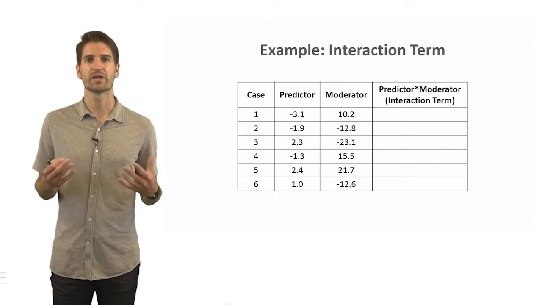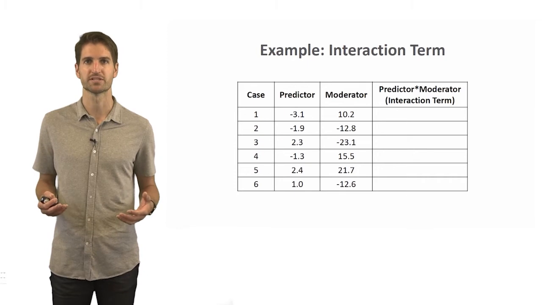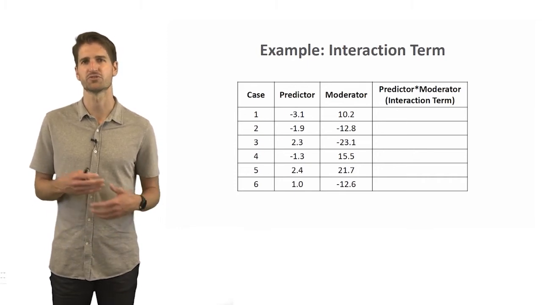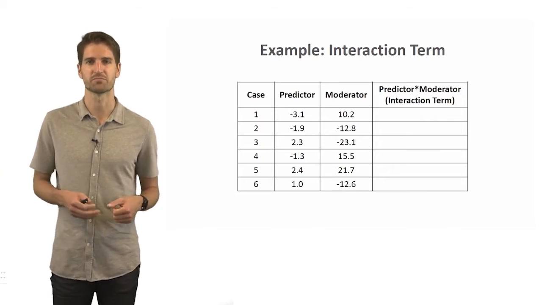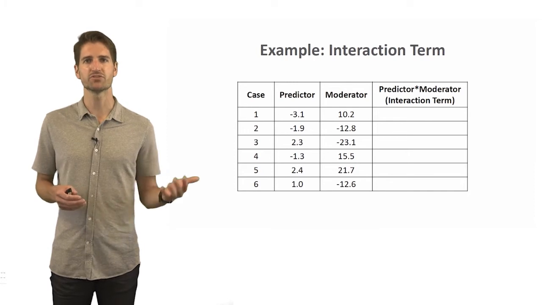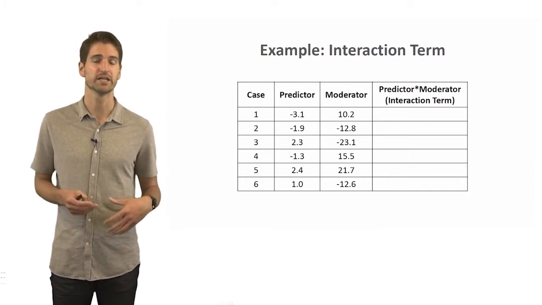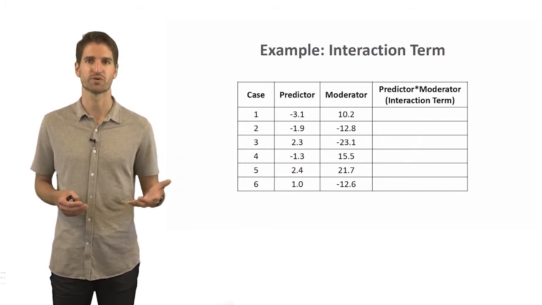So let's look at how we actually calculate an interaction term. It's actually a fairly simple process. So let's imagine that we have two predictor variables here, and let's assume that these have already been grand mean centered. More on what grand mean centering means in just a second. But as you can see here in this data table, or spreadsheet, however you want to call it, we have our cases, which are the unique participants or employees in this case. So we have 6 of them.